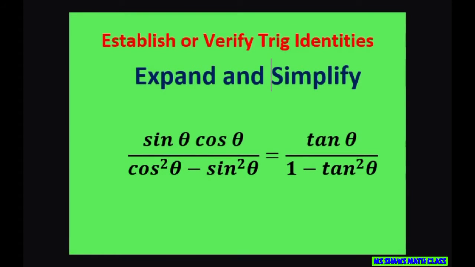Everyone, we're going to verify this trig identity, and normally what we'd do is work on the more complicated side, which seems like it would be this right hand side. But when you're looking at this, what I notice is we have three terms here. Here's one term, three terms. Here we have the same thing.